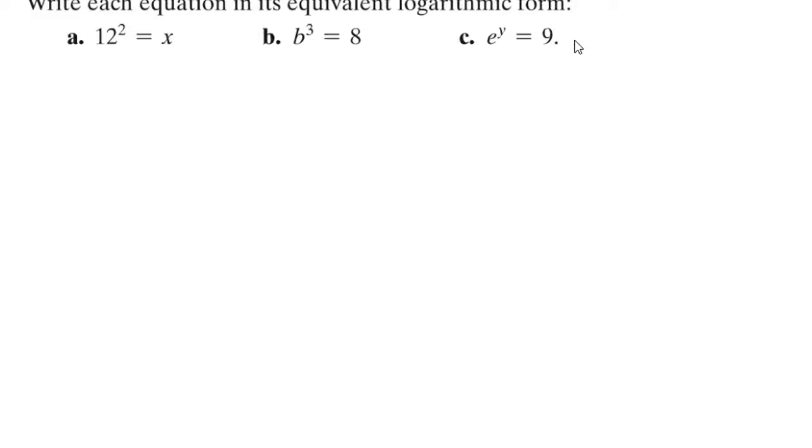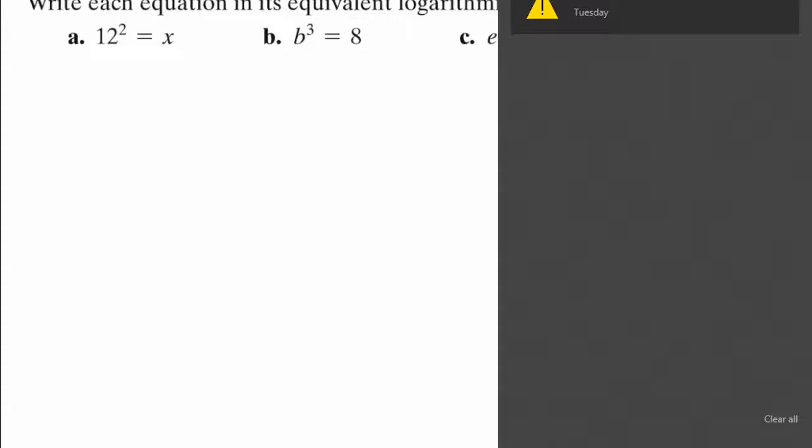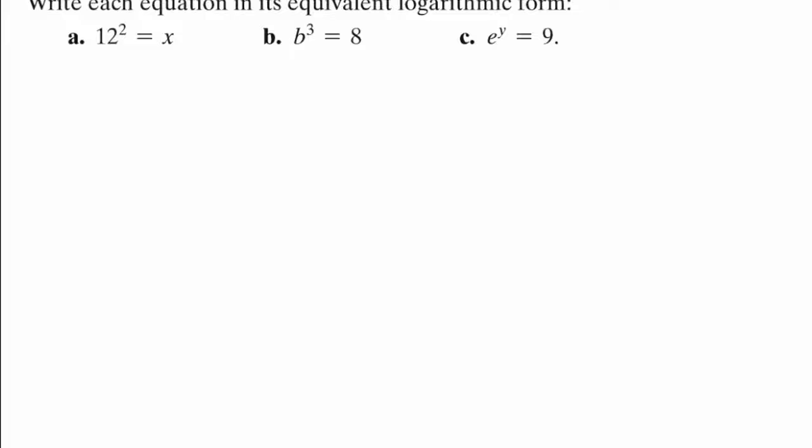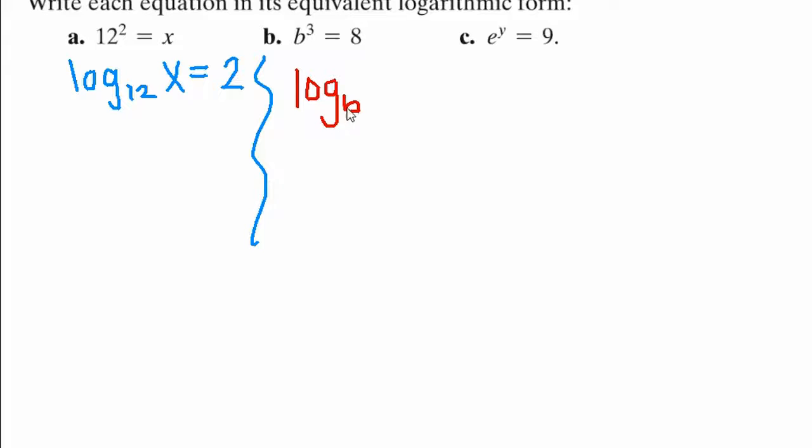Okay, so on these, if we want to write each equation in its equivalent logarithmic form, then the base of your exponent is going to be the base of your logarithm. So if I'm looking at the first one, it has a base of 12. And so I'm going to have log base 12. The answer to the exponential is the input of a logarithm, and its answer is the exponent. On B, it has a base of b, so I have a log base b. The input of the logarithm is the answer to the exponential, and the exponent is the answer.